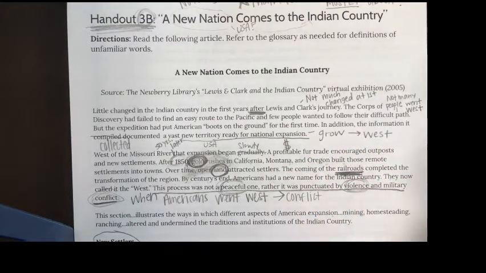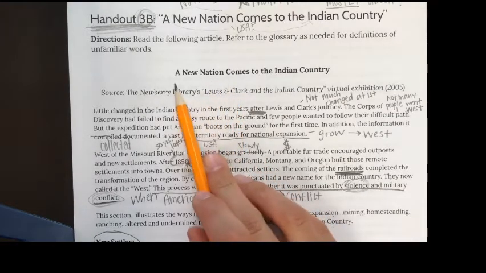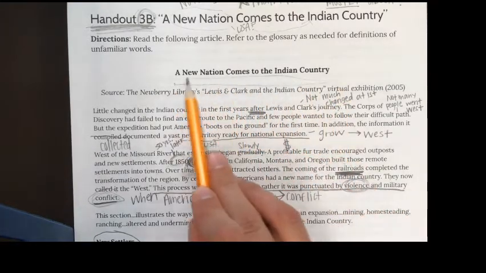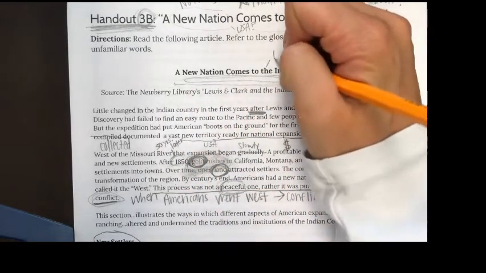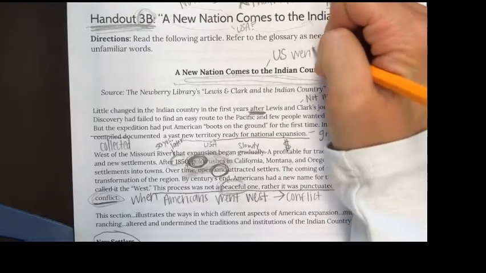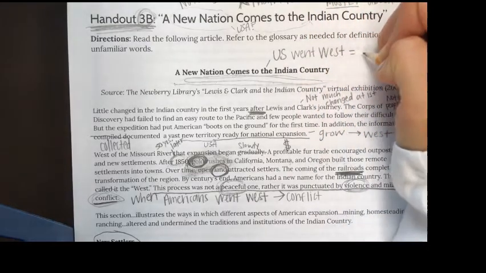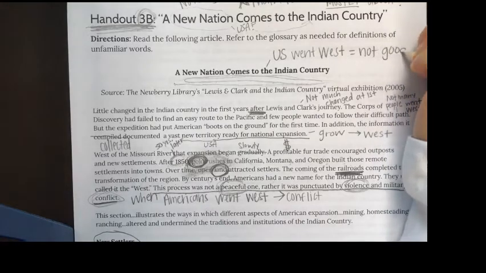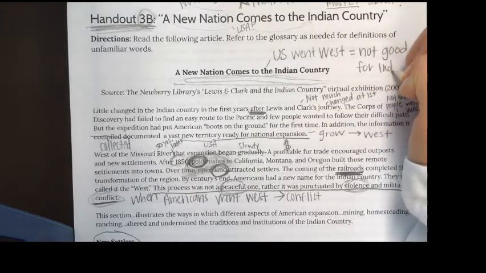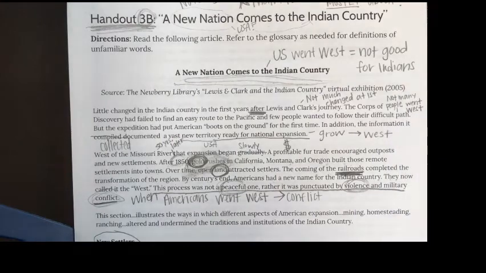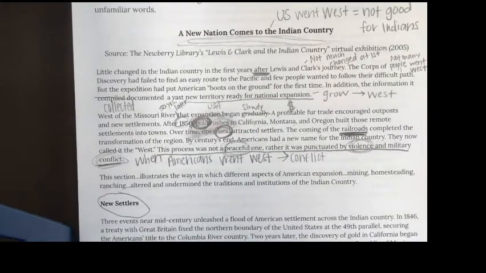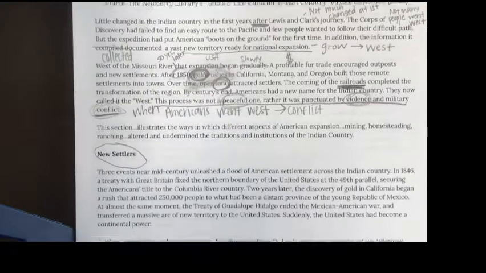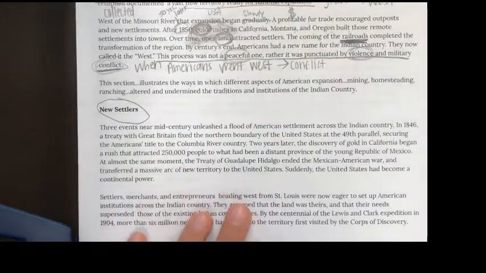All right. So far, I think we're right. I think the title really does kind of give the main idea, right? Because it's telling us so far all about how when the U.S. went west, it was not good for the Indians. So far, we're going to see if it continues to talk about that. So make sure you have the same notes that I do. And then we're going to continue reading with the first heading, which is new settlers.